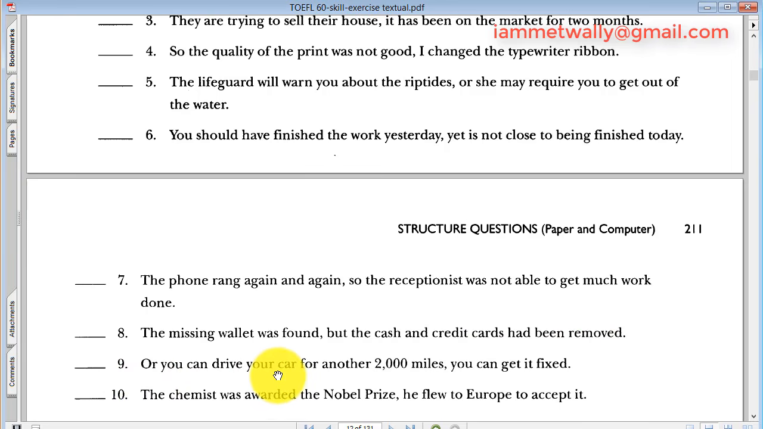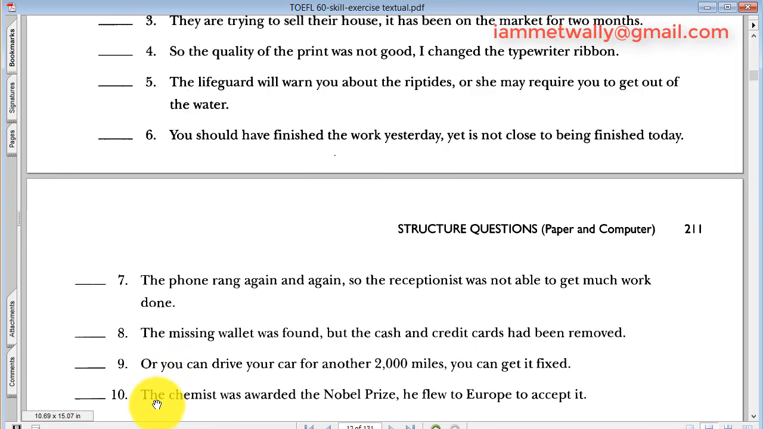9. Or you can drive your car for another 2000 miles. You can get it fixed without too much continuum. This is incorrect because or comes at the beginning. It should have come in the middle here. So this sentence should have been, you can drive your car for another 2000 miles, or you can get it fixed. So this sentence is incorrect because the connector is misplaced.